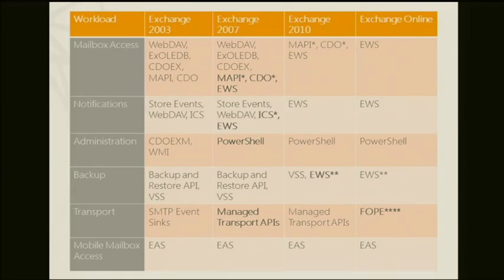And you can see a clear picture evolving from an integration perspective, centering around EWS and PowerShell. Down here in transport, we have managed transport APIs, and this is Forefront Online Protection for Exchange in Exchange Online. And then mobile mailbox access, obviously, has always been Exchange ActiveSync. EWS, even WebDAV, the MAPI RPCs, EAS, all of that is in the protocol documentation. But I wanted to share this slide in hopes that it brings all of that together from a product version standpoint.